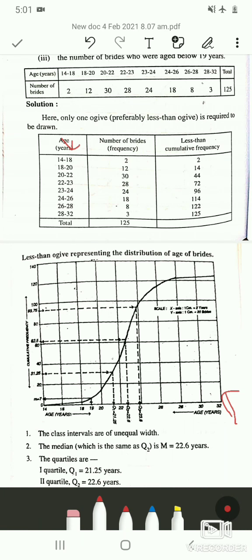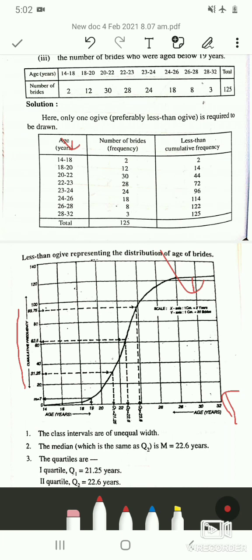So for the year 18, what is the less than cumulative frequency? That is 2. So here is 18. The x-axis is taken as 1 centimeter equal to 2 years, because the differences are in even numbers: 14, 16, 18, 20, and so on. And on the y-axis we take cumulative frequency, 1 centimeter equal to 20 brides. You can take 1 centimeter equal to 10 brides or 30 brides, that is your choice.